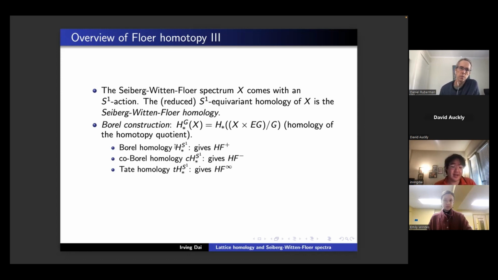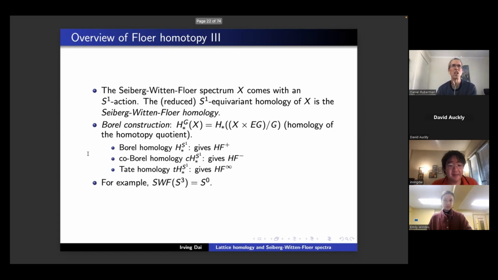You can take what's called the S1 Tate homology. This is the analog of HF infinity. I'm not going to define exactly what these are, but the point is there are several slightly different flavors of S1 equivariant homology that you can take, and these correspond to the slightly different flavors of Seiberg-Floer homology. But the different flavors will be relevant in just a moment.